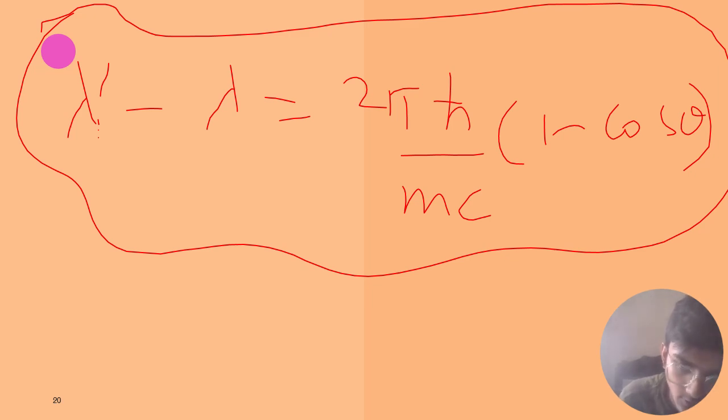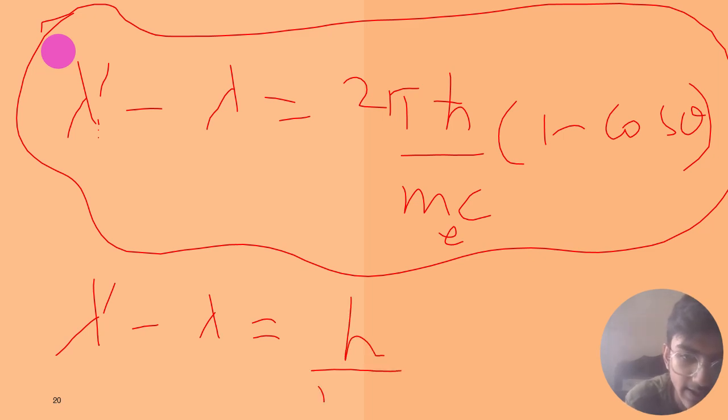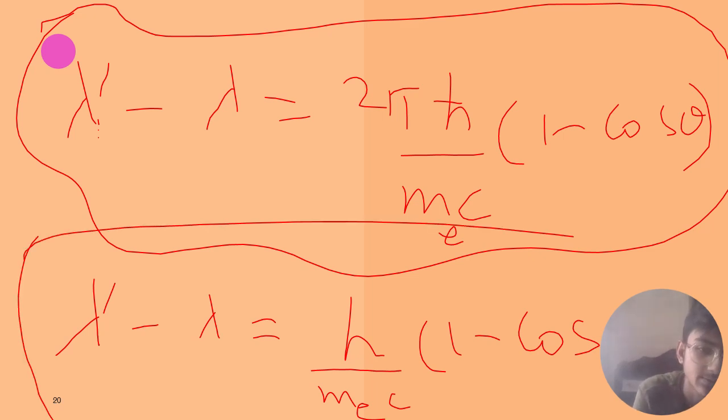Lambda dash is the final wavelength after collision of the photon. Lambda is the initial wavelength of the photon. This h cut is the reduced Planck constant. 2 pi is a constant. M is actually here me, we can write mass of electron. This c is the speed of photon. This theta is the angle between k and k dash. We can write this expression also, but we will convert it into a simpler form. This 2 pi h cut is what? H cut is actually h over 2 pi, so you can write this as h by mc into 1 minus cos theta. Fine. So this is your expression.